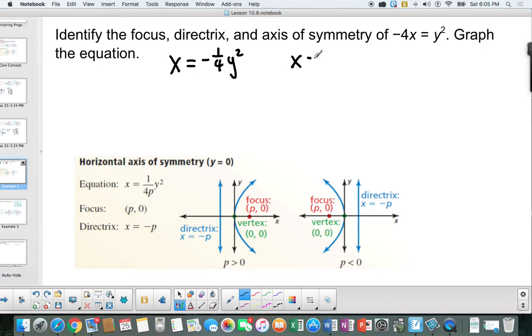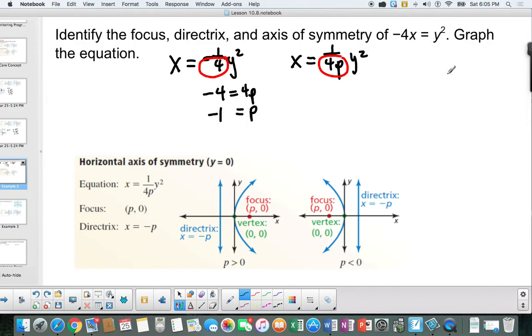And remember, this is the format, 1 over 4p y squared. So all this portion right here represents all of this part right here. So I'm going to set them equal to each other. I'm going to say negative 4 is equal to 4p. I'm going to solve for p. P is equal to negative 1.